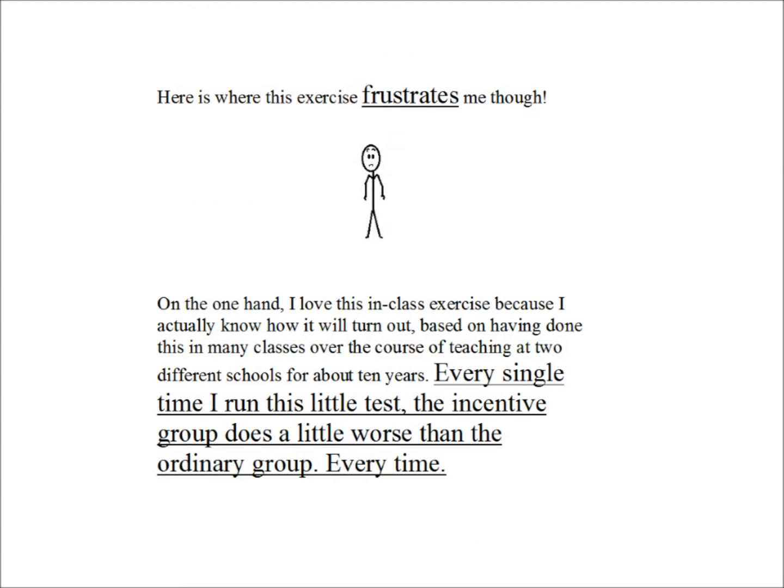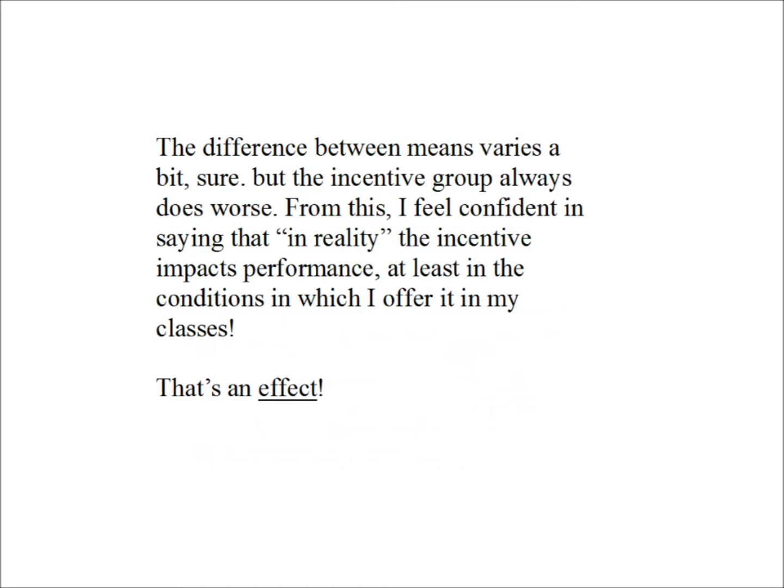And here's where this exercise frustrates me a little bit. On the one hand, I love this in-class exercise because I actually know how it's going to turn out. Based on having done this in many classes over the course of teaching at 2 different schools for about 10 years, every single time I run this little test, the incentive group does a little worse than the ordinary group. Every time. The difference between means varies a bit, but the incentive group always does worse.